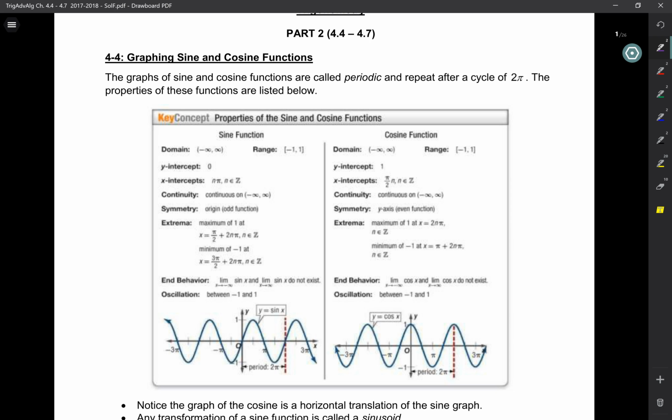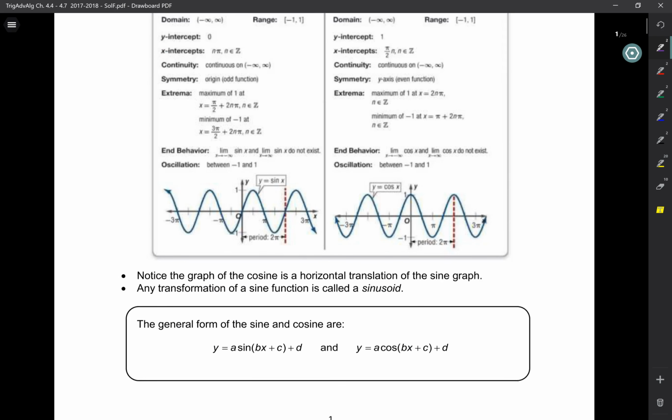So each time you make a full circle, how many pi are you going? 2 pi, right? So when you graph sine and cosine, it's pretty much the same. Every time you go over 2 pi, it repeats, you get to the same point.